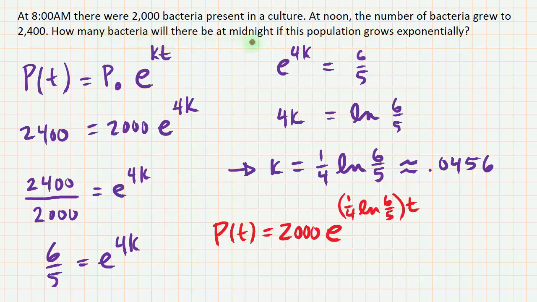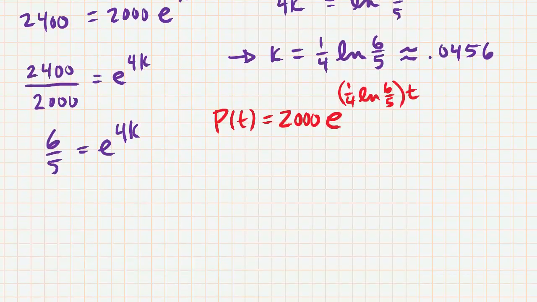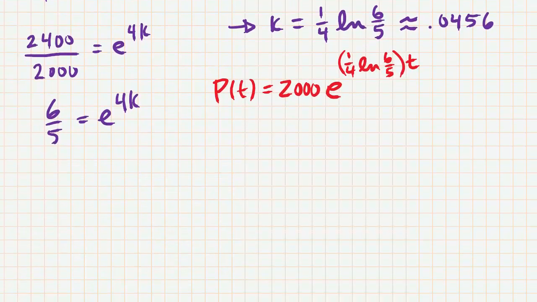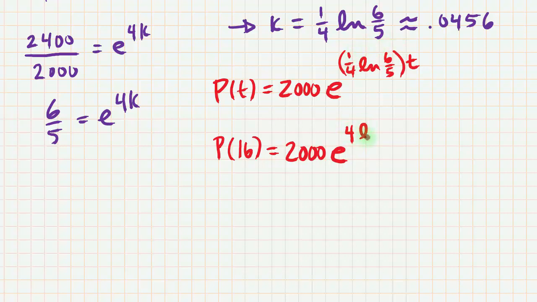So they say, hey, what is the population at midnight? Well, midnight is 16 hours after 8 a.m. So what we would like to do is figure out the population at time value 16. So P of 16 will be equal to 2,000 e to the, let's see, if we put a 16 in there, 16 multiplied by 1/4 is going to be 4. So this will be our value of the population after 16 hours.